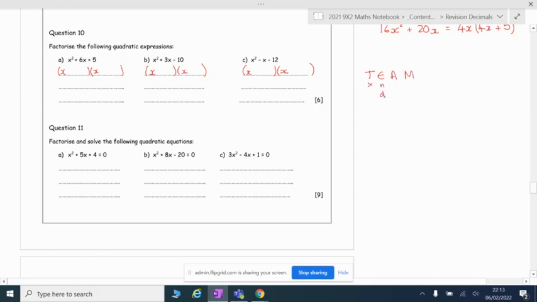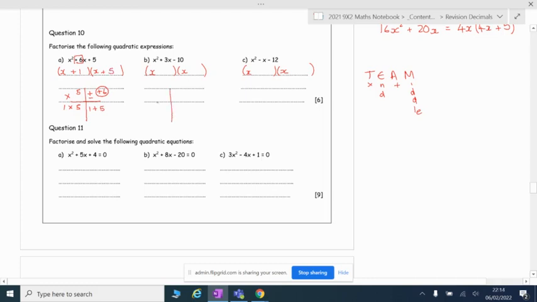And if you remember, we used: times to make the end, add to make the middle. We're looking for 2 numbers that will times to make the end number, which is 5, but will also add or take away to make the number in the middle, the number before the x, which is plus 6. It's really important that we try and get that sign correct. Plus 6. So the only way to make 5 is 1 times 5, and those 2 numbers will add to make 6, 1 plus 5. So I found 2 numbers that times to make 5, but add to make 6, and those 2 go in there.